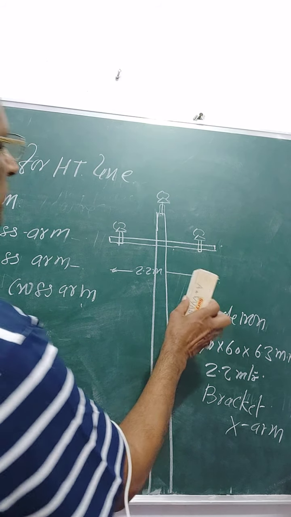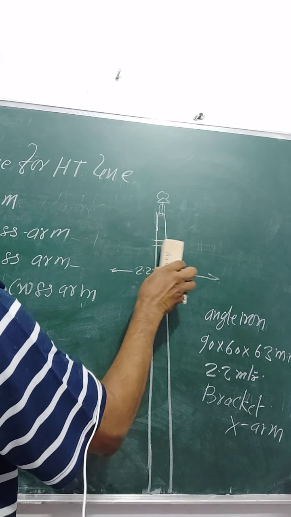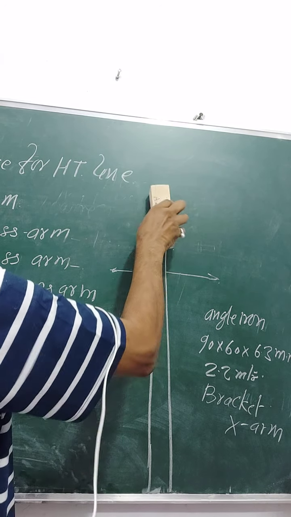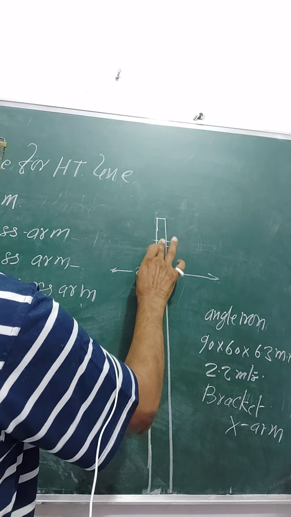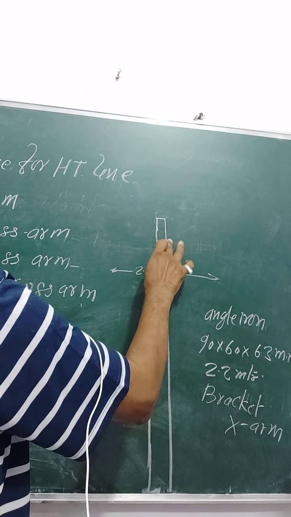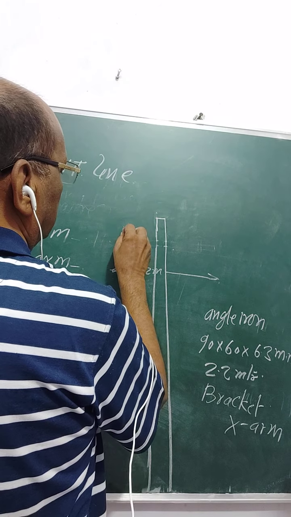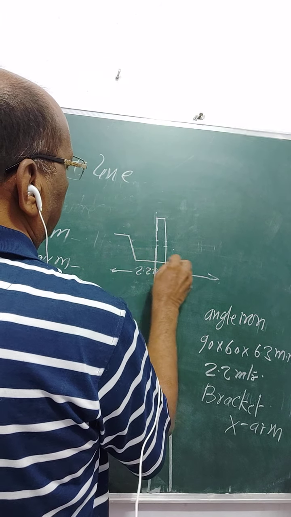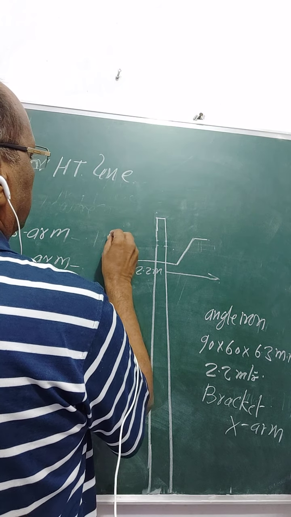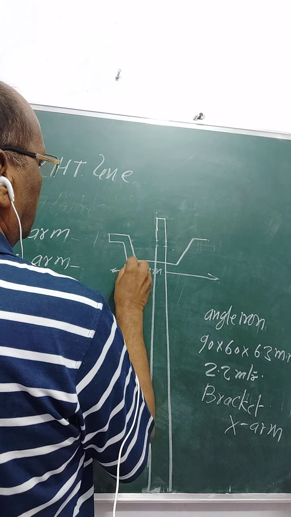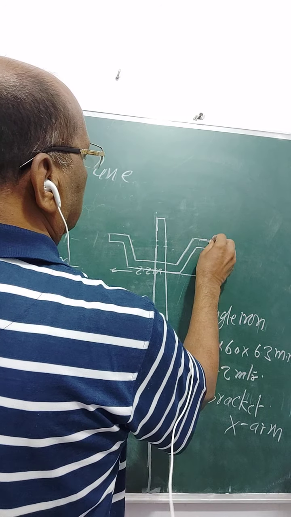Now second, we use the V cross arm. So V cross arm for the same, it is fabricated out of the same sections, and this is the diagram how we can have a V cross arm.